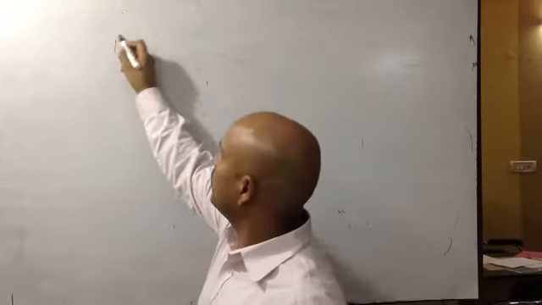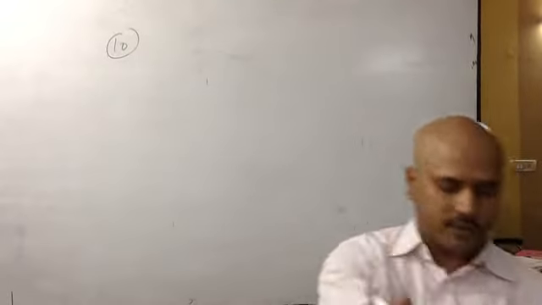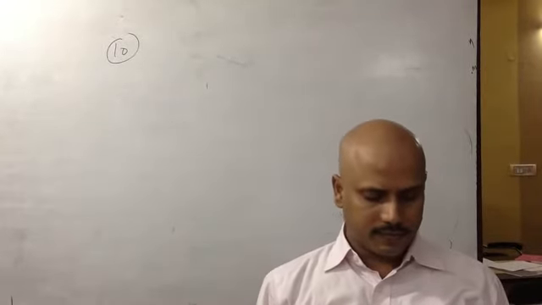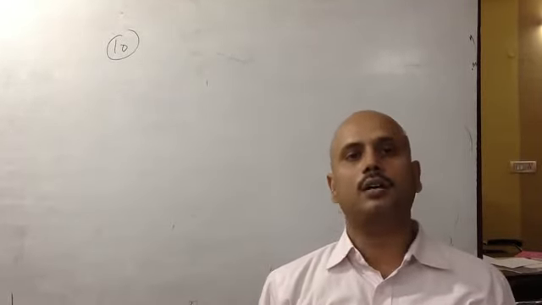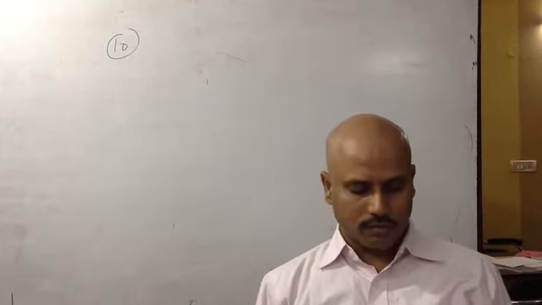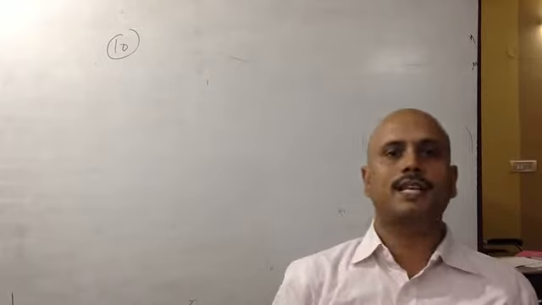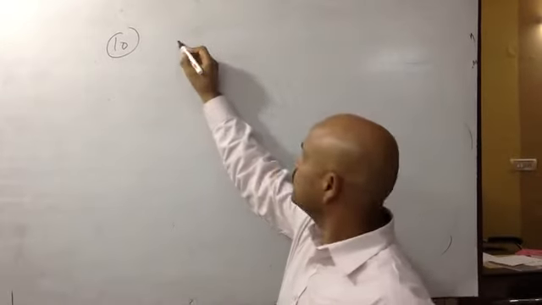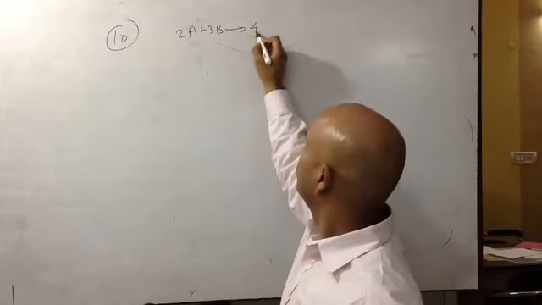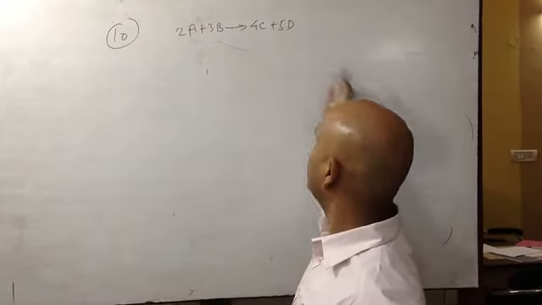Question number 10. It's very easy. Although we can solve this just by visualizing the equation, since I am going to discuss in detail, I am discussing. Otherwise, those who know the concept of limiting reagent will find that they can solve this question just by visualizing or just by inspection. Okay, let us discuss in detail. 2A plus 3B gives 4C plus 5D.